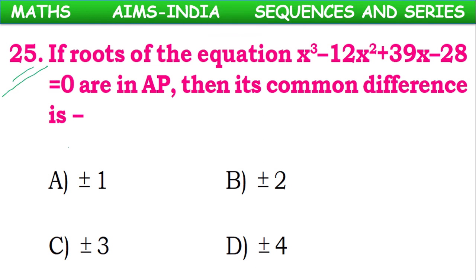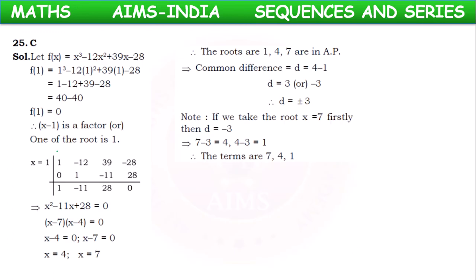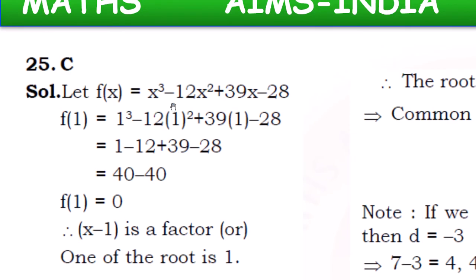Next one, 25th question. If roots of the equation x cube minus 12x square plus 39x minus 28 equal to 0 are in AP, then its common difference how much? If the roots of this cubic equation are in AP, then its common difference how much? So the given cubic polynomial is this one. F of x equal to x cube minus 12x square plus 39x minus 28.